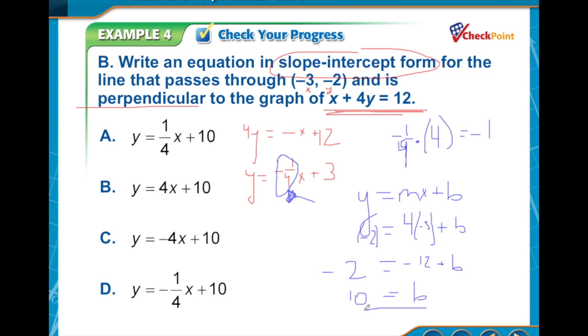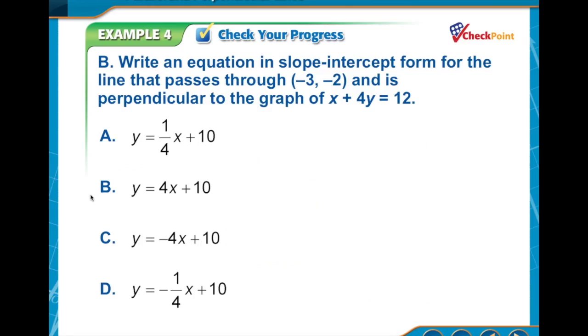So if b equals 10, what's my equation going to be? y equals, my slope is 4, and my b value is a positive 10. So which answer choice is that? Looks like answer choice B. So have that down. We worked through these examples. We are into this section and ready for some practice.